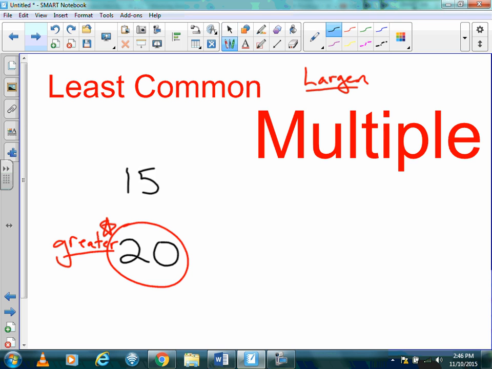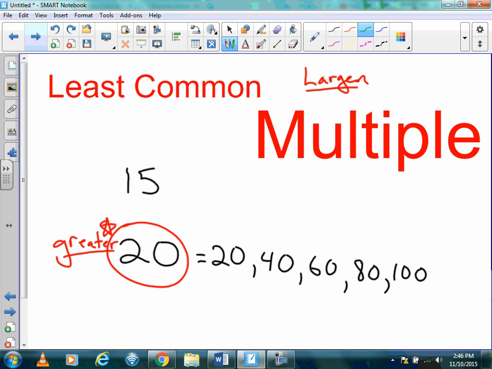Okay, the first multiples of 20 are 20 times 1, 20 times 2, oh, this is easy, so skip counting by 2s: 40, 60, 80, I think we have our answer already. 100, I'm going to stop right there.